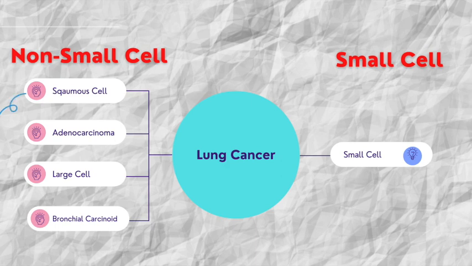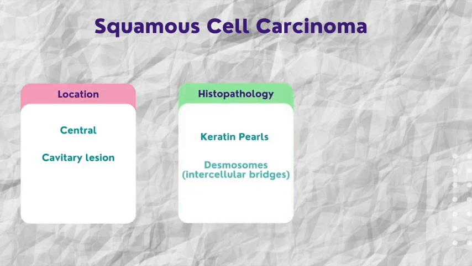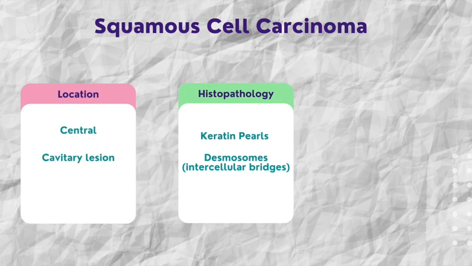So to simplify this, there are 3 main things that you need to know about all of the lung cancers, right? The first one that you need to know about squamous cell lung cancer is the location. So they are usually central, and they are also described as being a cavitary lesion or having evidence of necrosis. And histopathology would reveal keratin pearls and desmosomes, which are intercellular bridges. It's high yield to know that squamous cell carcinoma is the most common cause of lung cancer in smokers.